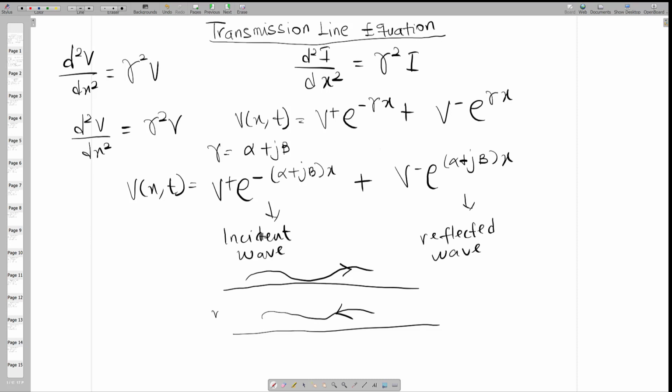The same thing also happens if it is a current. Current will also have an incident wave and also a reflected wave. We will look at that as we move on. So in my next video, I will use the transmission line equation in terms of current to also prove some equations or formulas that we already know and how they came about.